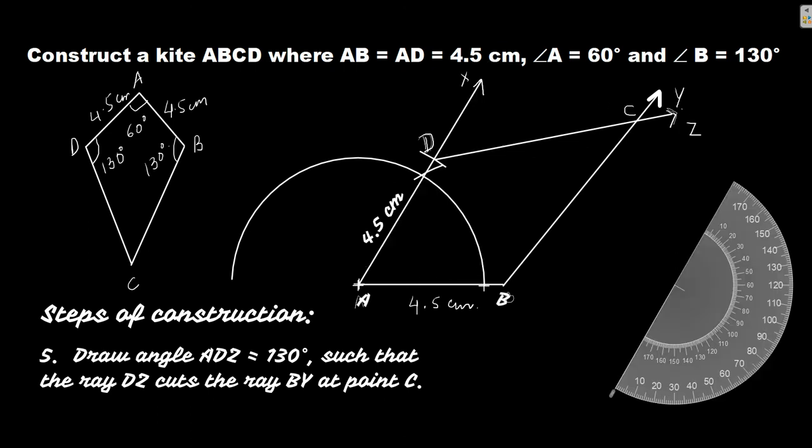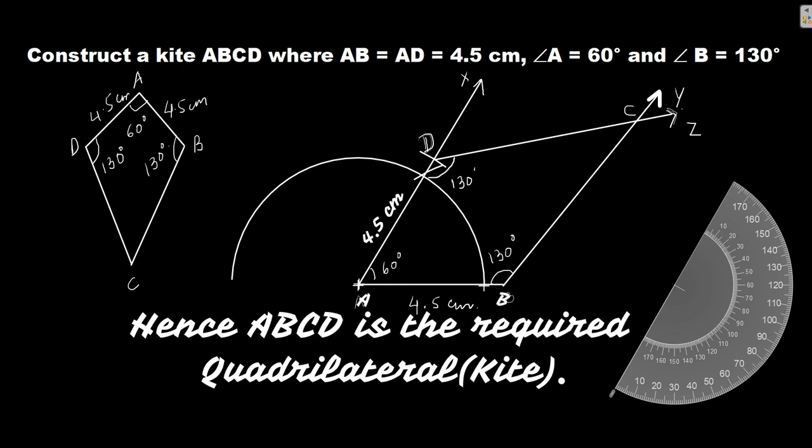Write the measurements of all the angles. Angle B is equal to 130 degrees, angle A is equal to 60 degrees, angle D is equal to 130 degrees. Hence, ABCD is the required quadrilateral, that is a kite.